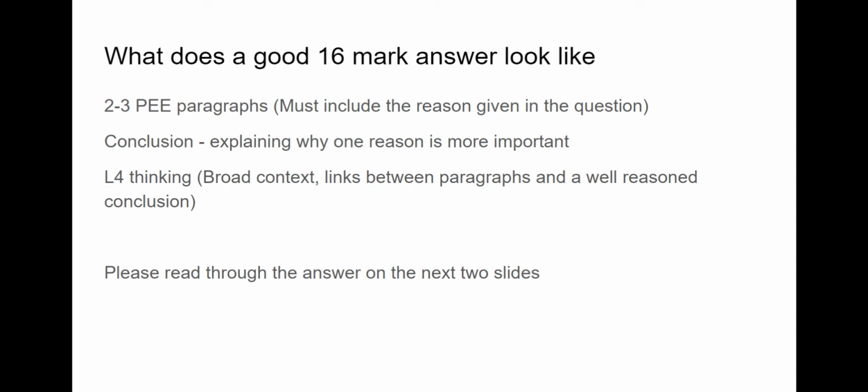You will only open the door to level 4 marks if you've got at least two PEE paragraphs. Those level 4 marks can come from a successful conclusion, which talks about why one reason is more important, or from establishing a real link between the paragraphs, or perhaps broad context. In a Vietnam or Korea question, if you can bring in the broad context of the Cold War, that might be a way to pick up level 4 marks. But the key thing first is to get those PEE paragraphs.